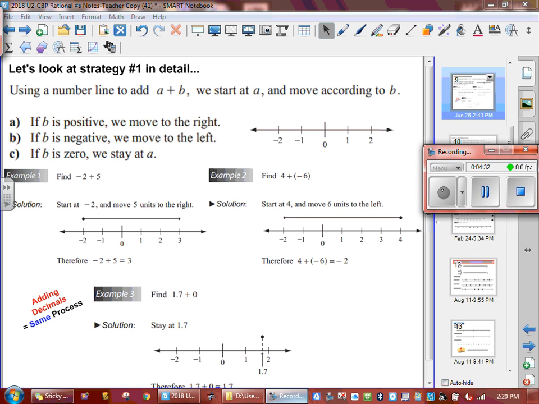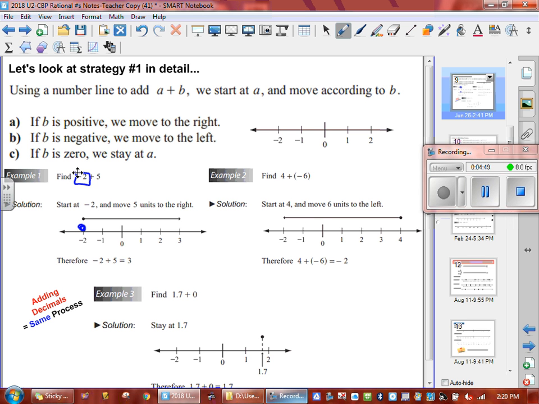They would locate the first number. So they're talking about up here on A and B. All they're saying is you start on the very first number they give you. So here we have negative 2 plus 5. So you're going to start at negative 2 and make a dot. So they made a dot on negative 2.